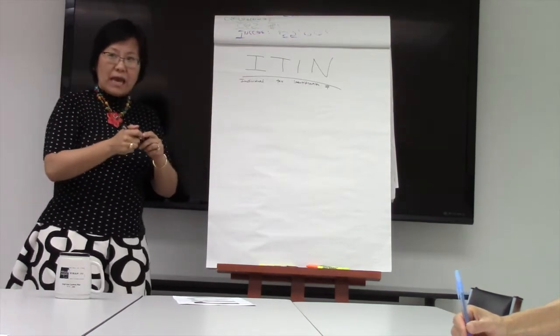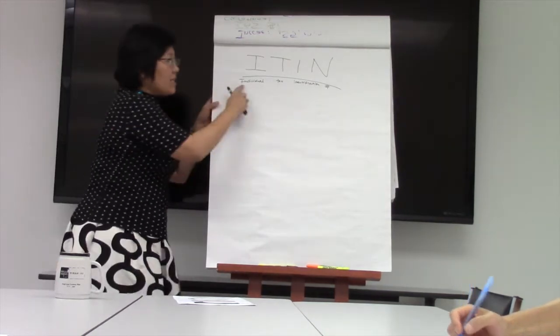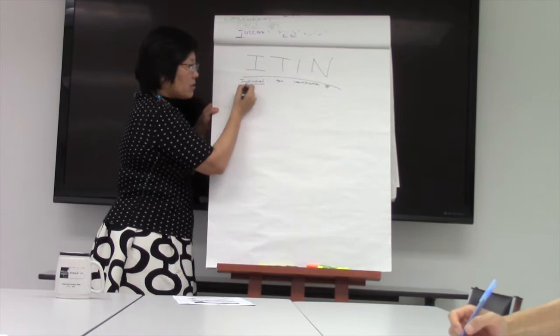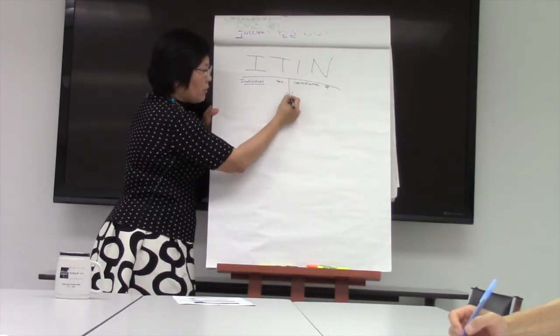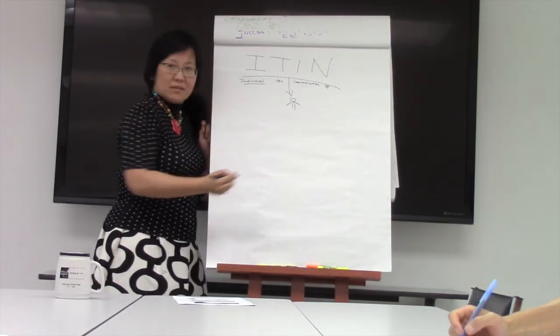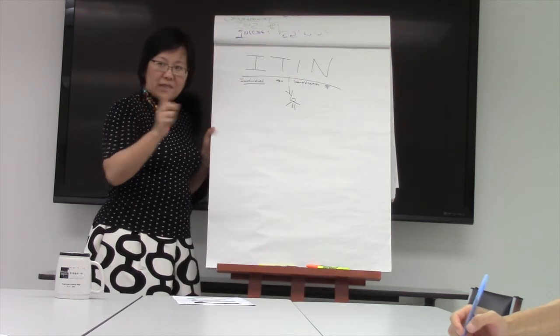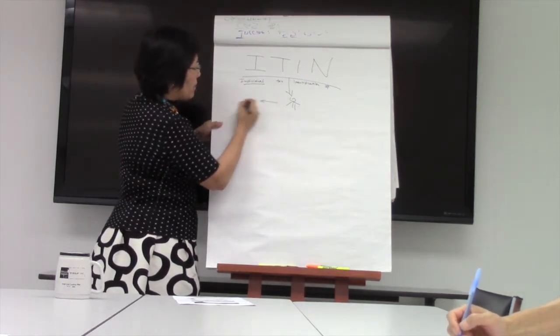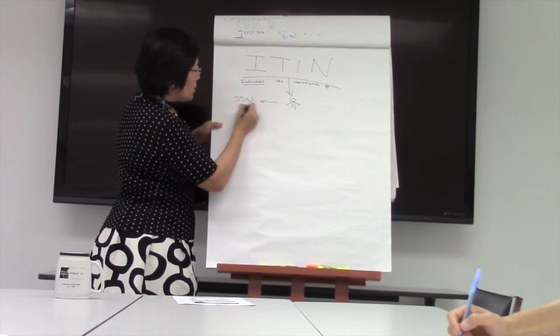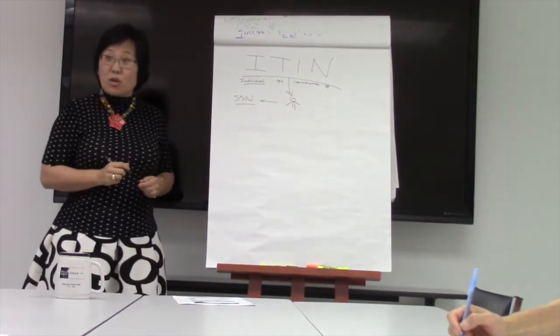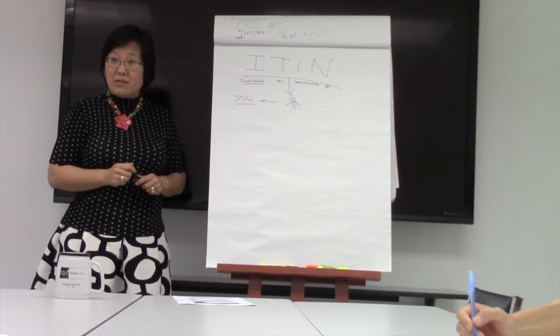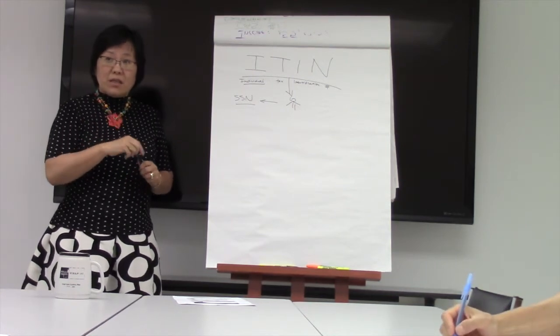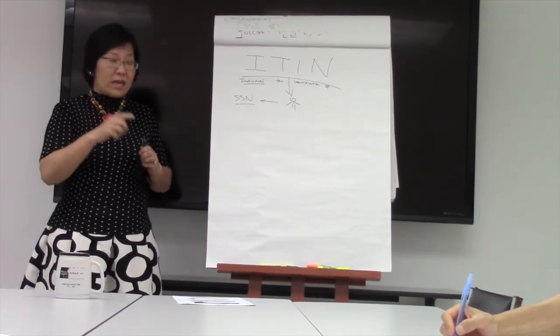Individual, okay? Because it is individual, the ITIN is only related to a person. Only a person can have it. And then you may ask, what is the difference between ITIN and the Social Security number? There is a big difference.